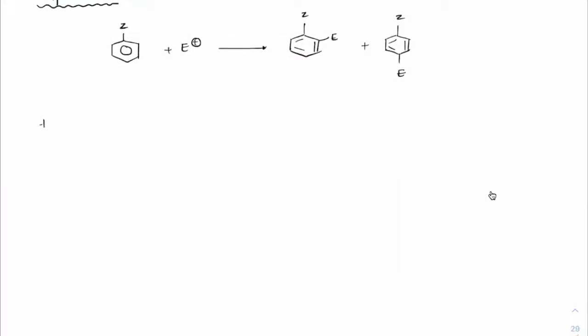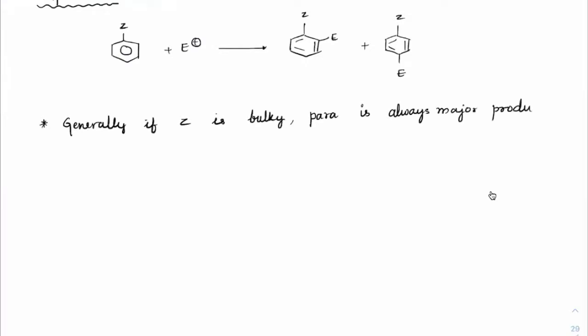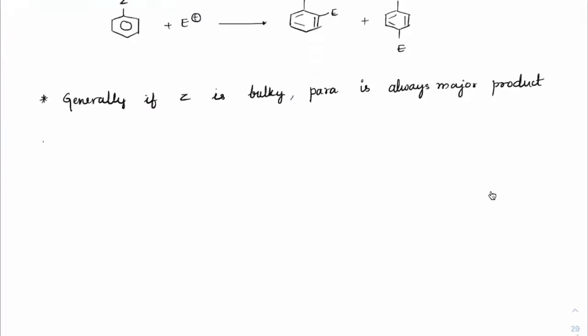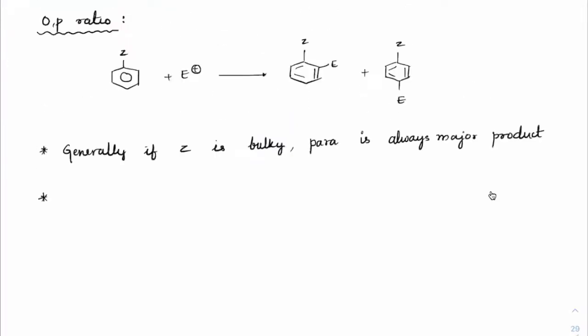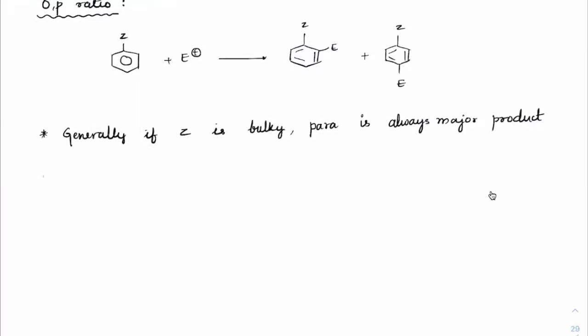So one factor we can say is, generally, if Z is bulky, then para is always the major product. If you don't have any data and you see that Z is bulky, then usually we can say that para is always going to be the major product.